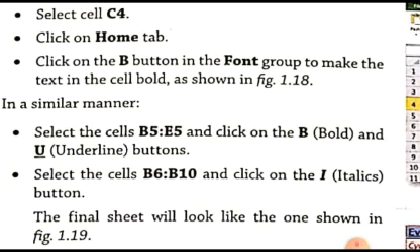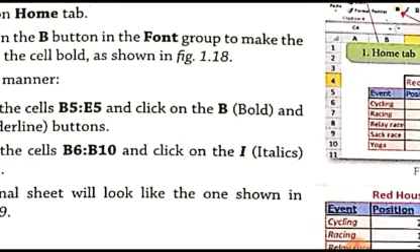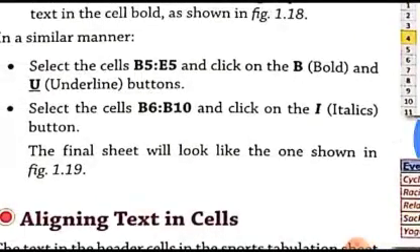If you want to underline that, then you can click on the U button, the underline button. It's very clear. Now if you want to italicize, you can do that too. Just select the cells B6 to B10. For example, if you want to italicize all the cells in a particular column, which is B, from B6 to B10, all the text in these five cells in the B column, you first select the range here, and then click on the I button. It will italicize the text.